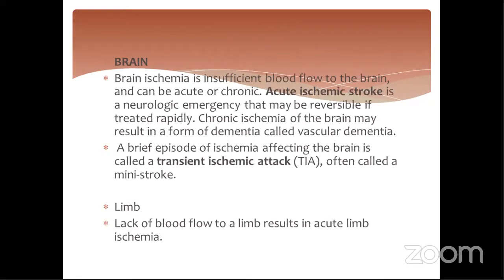If the brain is in an ischemic condition, brain ischemia is insufficient blood flow to the brain. Acute ischemic stroke is a neurological emergency that may be reversible if treated very rapidly in the golden hours. Chronic ischemia of the brain may result in a form of dementia called vascular dementia. Okay, so TIA, have you heard about that? It is transient ischemic attack, often called mini strokes. In the case of limbs, lack of blood flow to the limb results in acute limb ischemia.